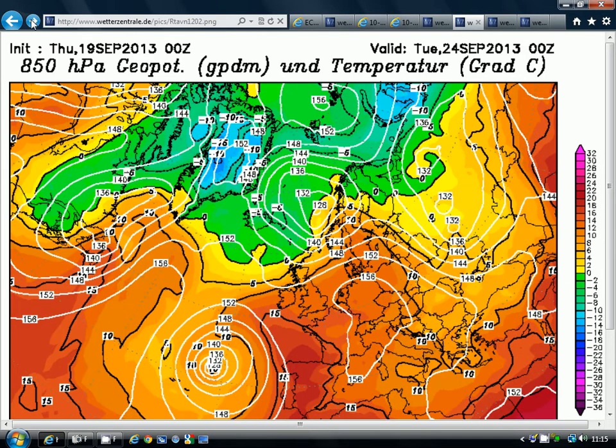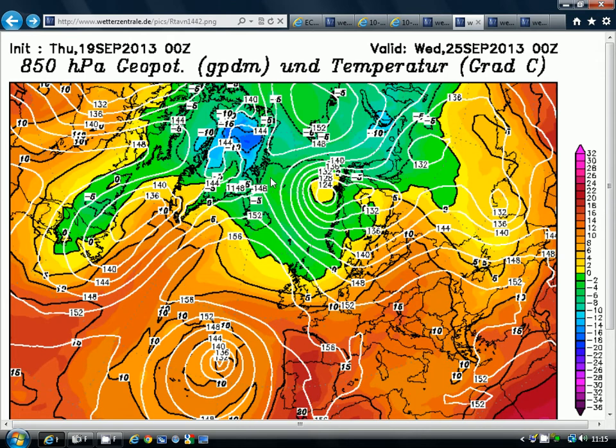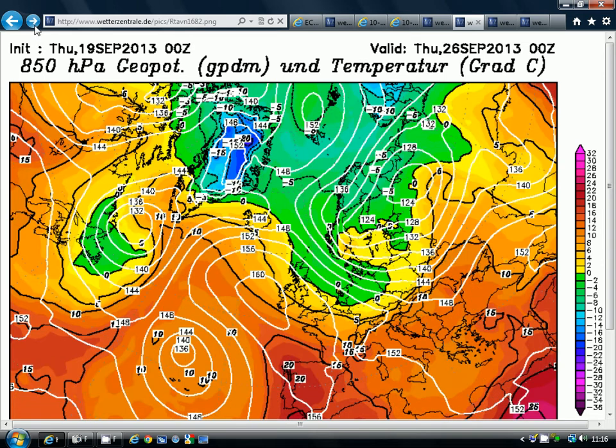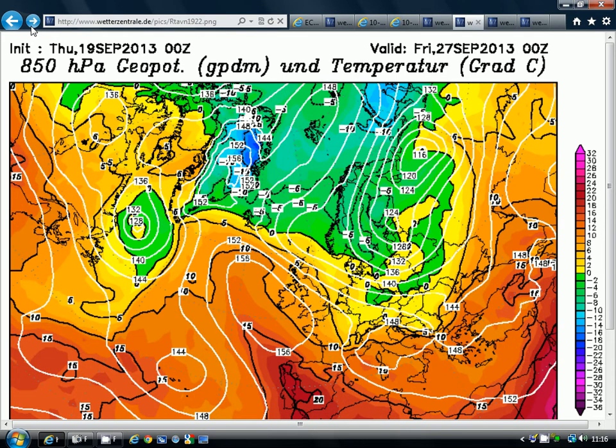Keep it into Tuesday, but as we go through to Wednesday, we start to see that cooler air forcing its way southwards, turning it a lot cooler through the middle of next week. And then as we get through to Thursday the 26th, on into Friday the 27th, we keep that cooler air mass and we don't go back to that warmer air mass.